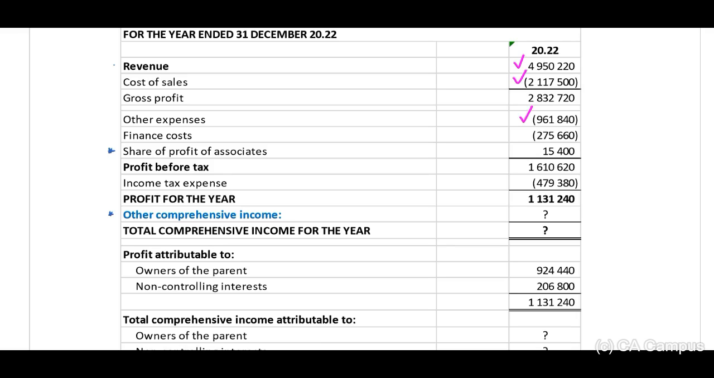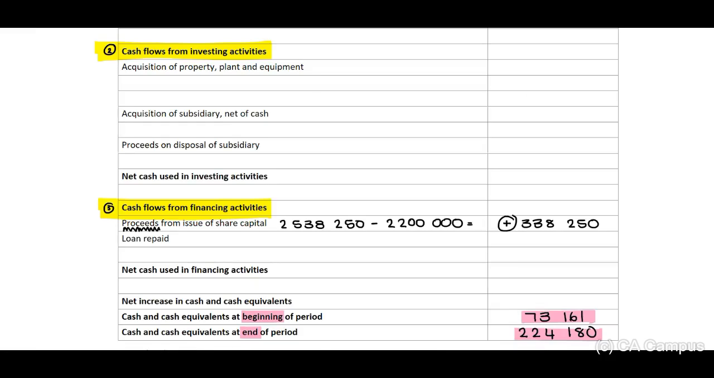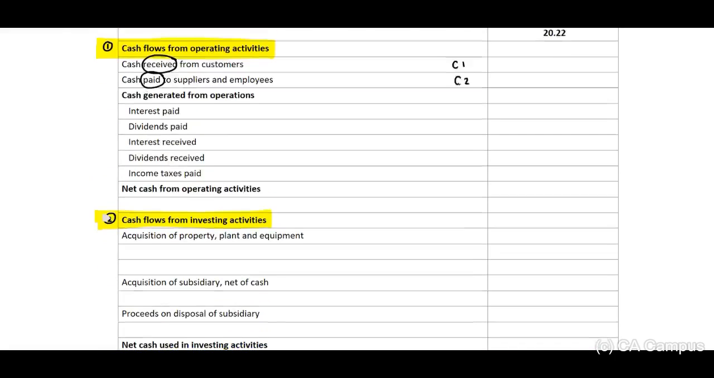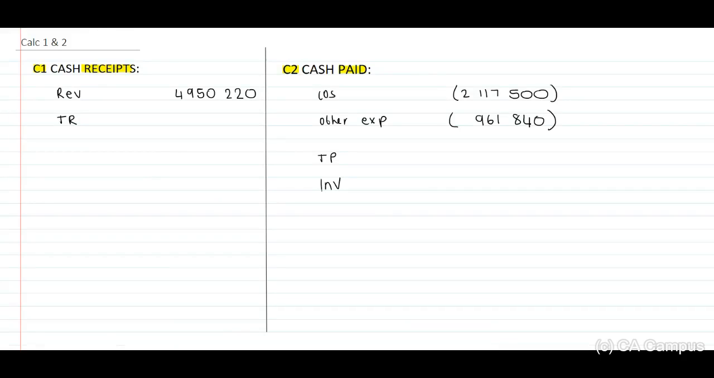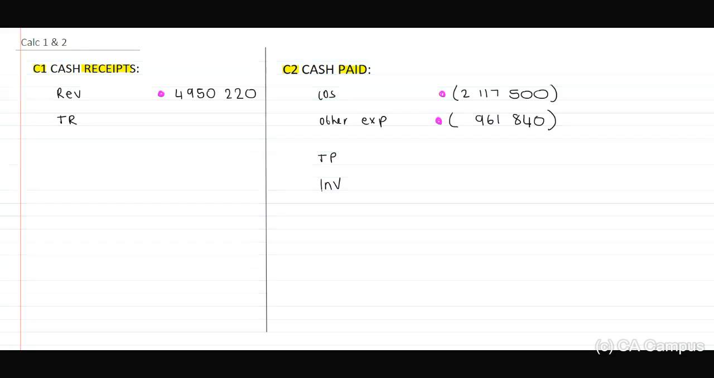Therefore, immediately, if I think about my template, which I have already included, remember, I've identified that I need to calculate my cash received, and this will be my calculation number 1. I need to calculate my cash paid, and this will be my calculation number 2. Therefore, I've already identified that I will have to include my revenue as well as my cost of sales and my other expenses in my calculations.